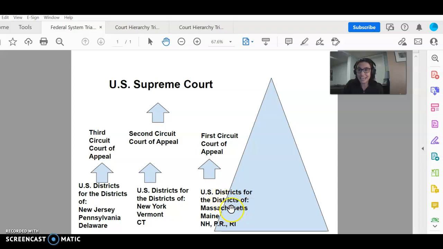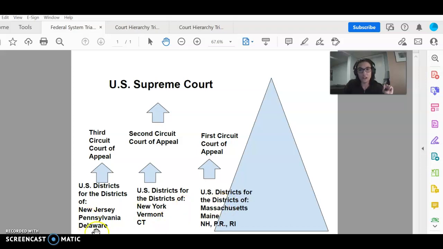Same thing. If you're working on a case here in the U.S. District Court for the District of Massachusetts, and you find a case from the 9th Circuit, 7th Circuit, any other circuit other than the First Circuit, it's still only persuasive.